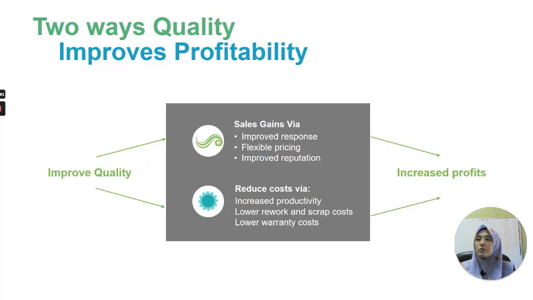Okay. So, bila kita improve quality, kita akan gain sales by the improved response. Orang lebih suka. Flexible pricing. Okay, mungkin bila kita dah dapat satu penambahbaikan, based on the response by the customer, kita up sikit harga kita. Sebab dia ada extra feature and extra added value. And dalam masa yang sama, kita dapat improve kita punya reputation. Okay. At the same time, bila kita improve quality, kita dapat reduce the cost by increasing the productivity.